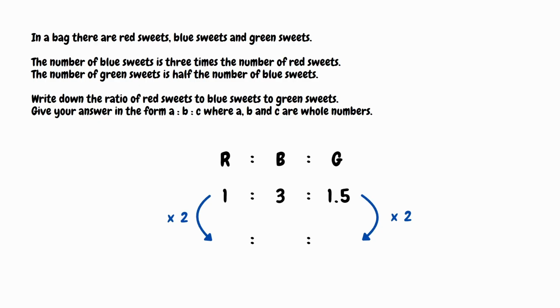So for the red parts, I'm going to do 1 multiplied by 2, which is going to give me 2. For the blue parts, we've got 3, which again we're going to multiply by 2, which gives us 6. And then finally, we're going to take that 1.5, and if we multiply that by 2, that gives us 3. So we now have our ratio in its simplest form, where all the parts are integers. So the ratio of red sweets to blue sweets to green sweets is 2 to 6 to 3.